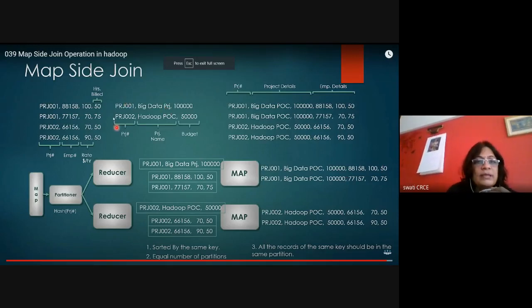And the common key is the project ID. Here there is a project ID, and here is also the project ID. So the project ID is common in both the tables. On that basis, I want to perform this joining operation using MapReduce.